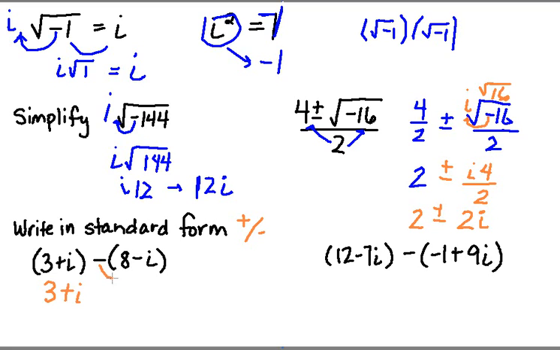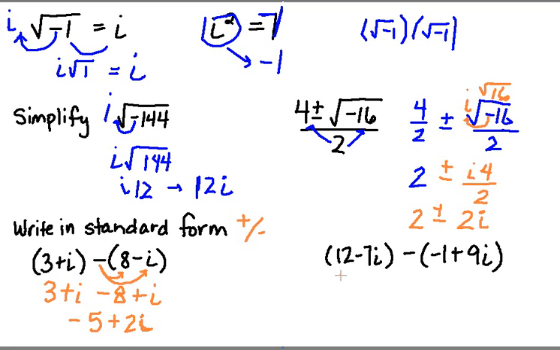And now I've got a negative out front, so I need to make sure I distribute my negative sign. So this is going to become -8, and then negative times a negative i is going to become a positive i. And now I can combine like terms, just as if I was dealing with an x and an x. So 3 and -8 becomes -5, and i plus i equals 2i, just like x plus x would equal 2x. And again, this is as simple as I can make it because I can't combine my i's with just numbers. I have to have another i.